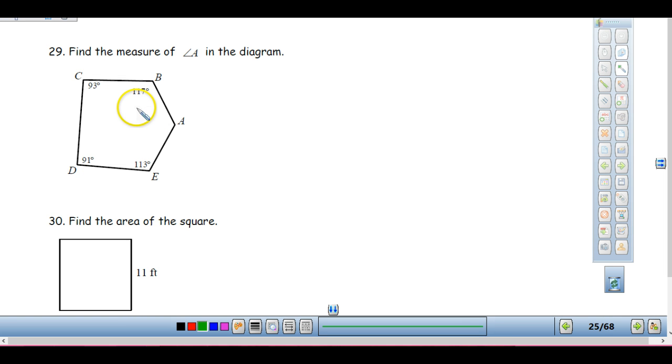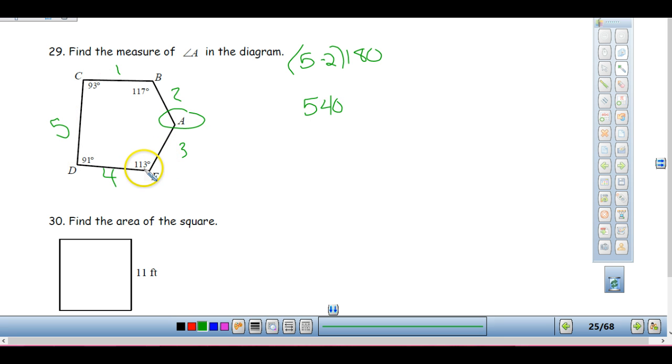Alright, so on here, find the measure of A. Again, how many sides? 1, 2, 3, 4, 5. So again, 5 minus 2 times 180, 3 times 180. This is giving me 540 degrees again. Subtract 113, subtract 91, subtract 93, subtract 117, and we get angle A to equal 126 degrees.